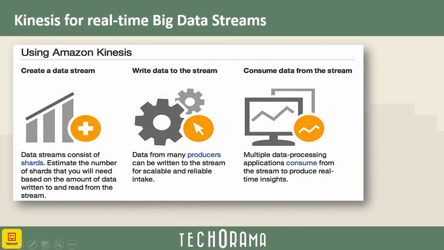Now, a new service that was introduced, and I believe it's US only at this point, is something called Kinesis, and this is for real-time big data streams. So the idea, like it says here, is that you have shards. You get the number of shards based on the amount of data. So this would be like data coming from sensors. Then data from, as it says, many producers can be written to the stream. And then data processing apps can consume the stream, and the idea is real-time insights.